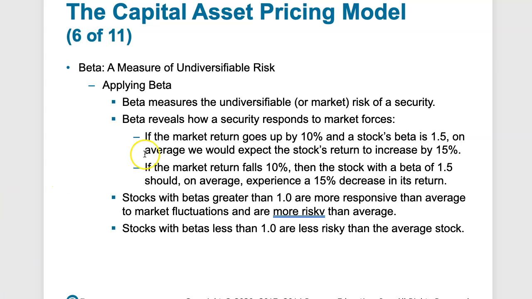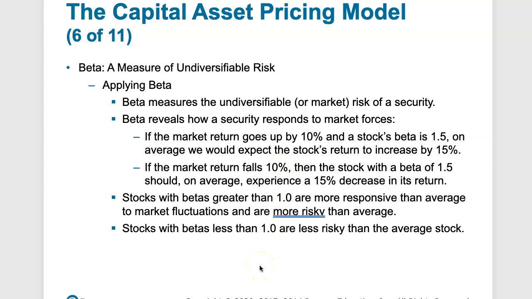Now, this particular part of the slide is what I was talking about before. If the market goes up 10%, a stock with a beta of 1.5 would go up 15%. If the stock market fell 10%, a beta of 1.5 means that your stock would go down 15%. So it's just a relative measure of fluctuation of your stock compared to the market.